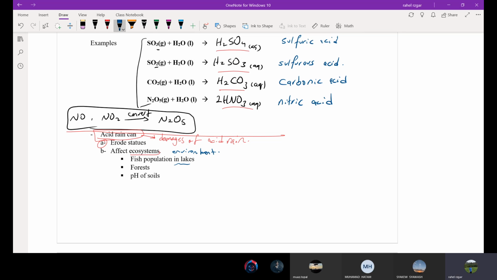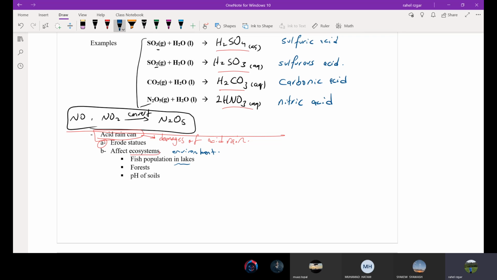Why fish population in lakes? When acid rain gets into a lake, it will change the acidity of that lake. It will change the pH of that lake. And the fish population cannot grow in some certain pH, in some certain acidity. That's why they start to die.